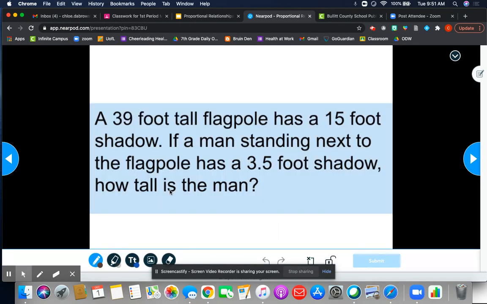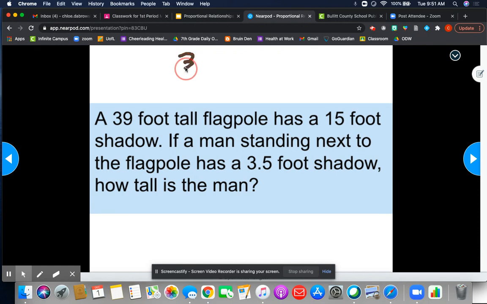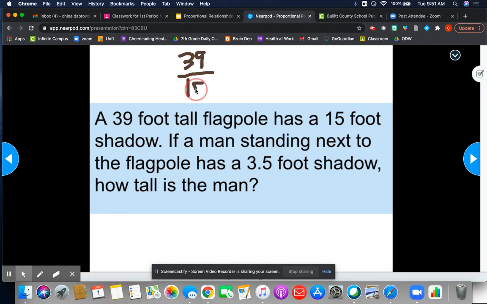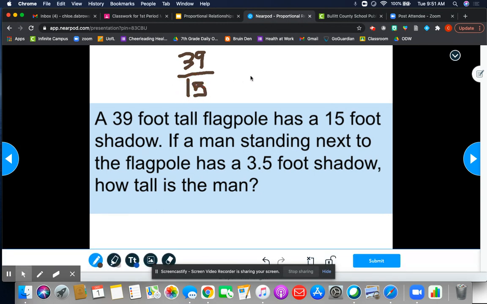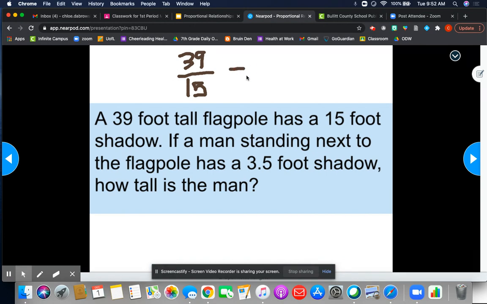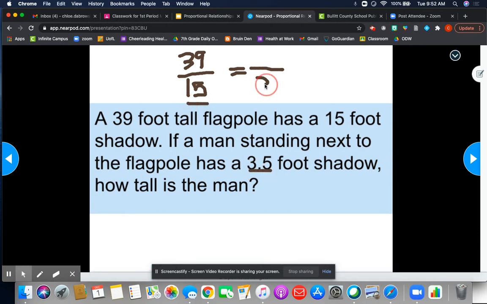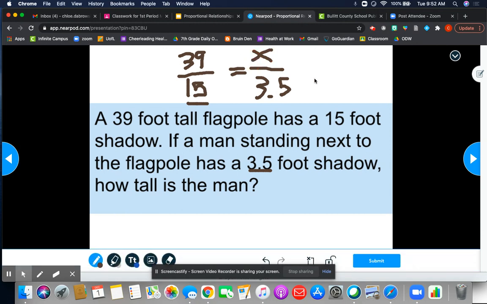Alright, so if we have a 39-foot tall flagpole, 15-foot shadow, man standing next to it has a 3.5 shadow, how tall is the man? So again, this is what we talked about on Monday. So I know that I have a height of a flagpole and a shadow of a flagpole. And I'm not going to include my units just because it's really hard to write on here. So we know that is equal. And I'm going to put this shadow length right next to this original shadow I had here. So remember, they should be directly across from each other. And I am solving for x. That's what I do not know. I do not know how tall this man is.